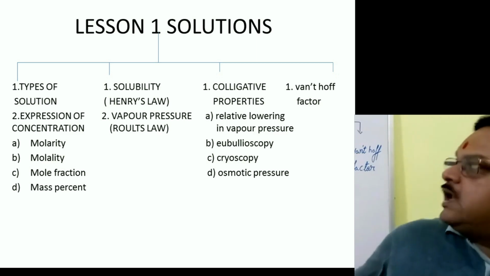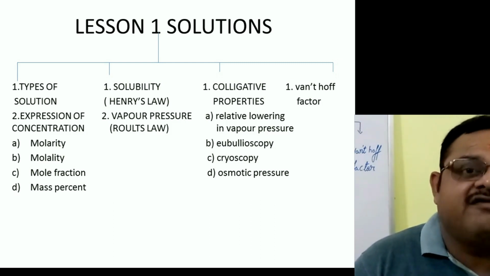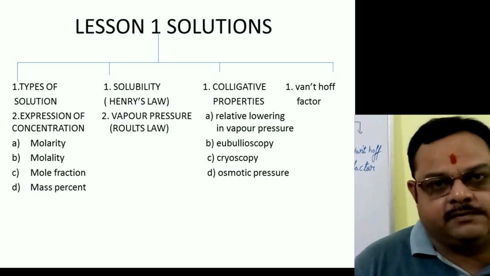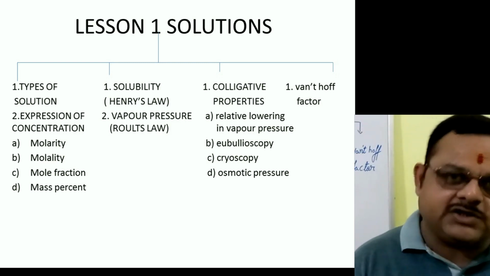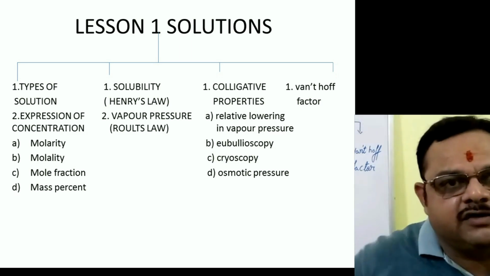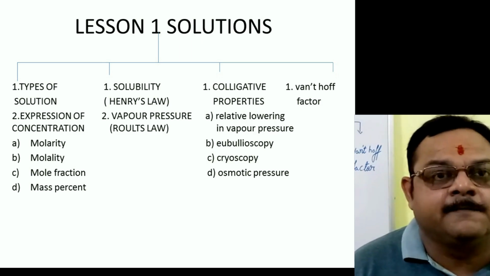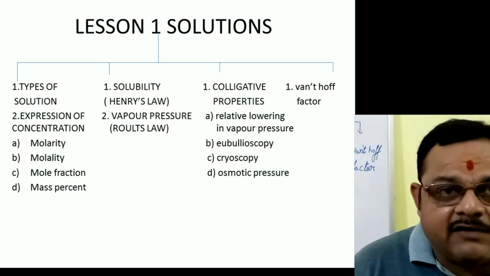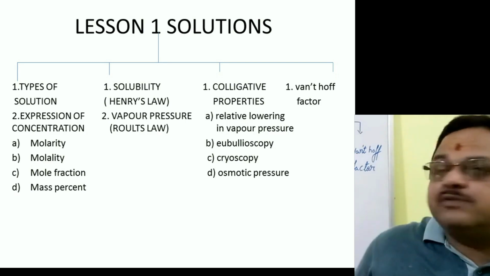Then we come to the last part of the lesson, which is mentioned over here as Van't Hoff factor. Now, Van't Hoff factor is just 1 point, but it finds a special mention in the introduction of the chapter as a separate point. And that is because the Van't Hoff factor, when taken into consideration, changes all the concept of colligative property.